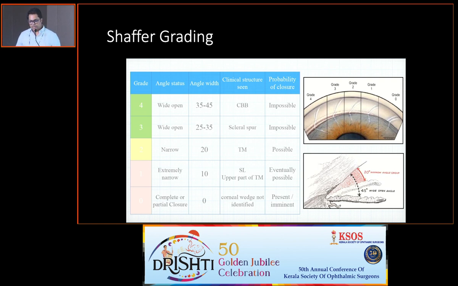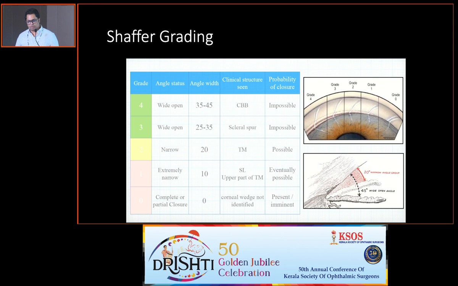Let us grade the angles. We are using Schaffer's grading. If the angle is wide open, if the angle width is more than 25 degrees, if we can see the scleral spur or ciliary body, we can call it 3 or 4, and the possibility of closure is impossible. If the angle is about 20 degrees and only up to trabecular meshwork is visible, it is still narrow and the probability of closure is possible.